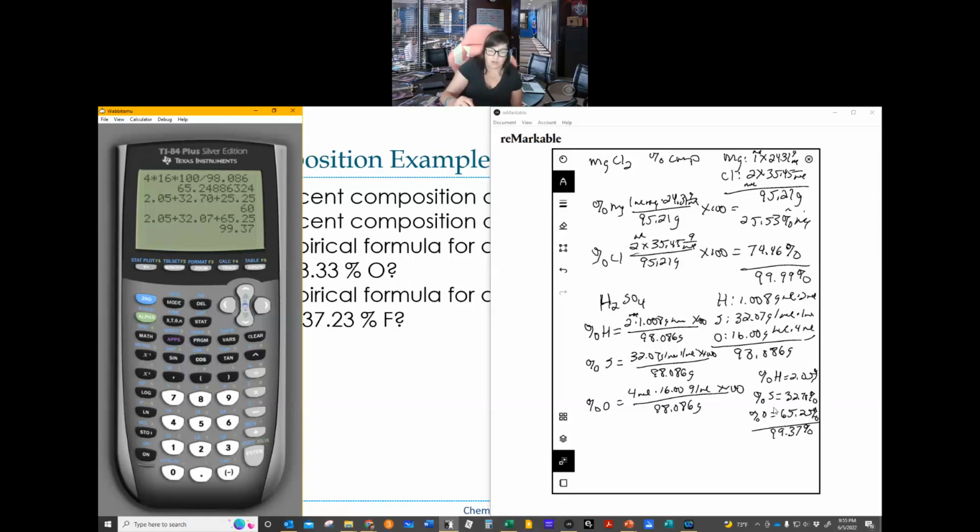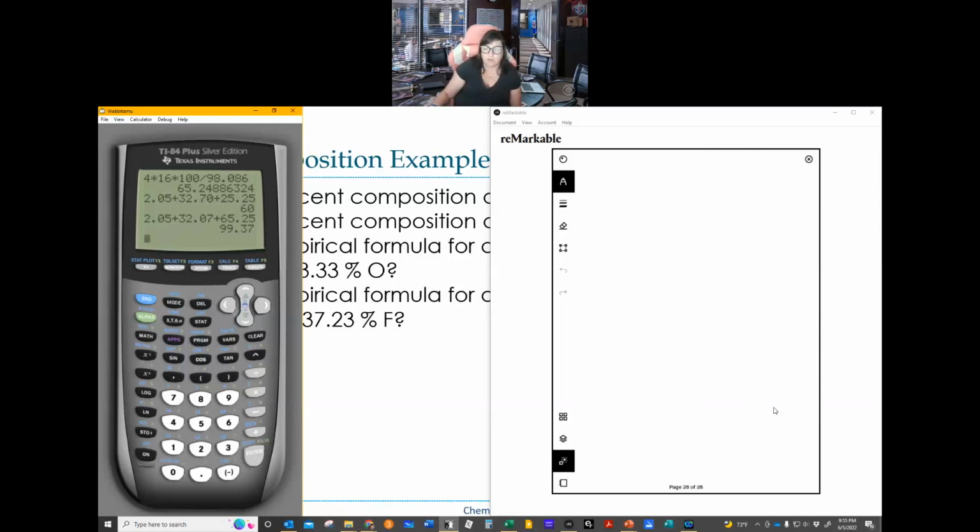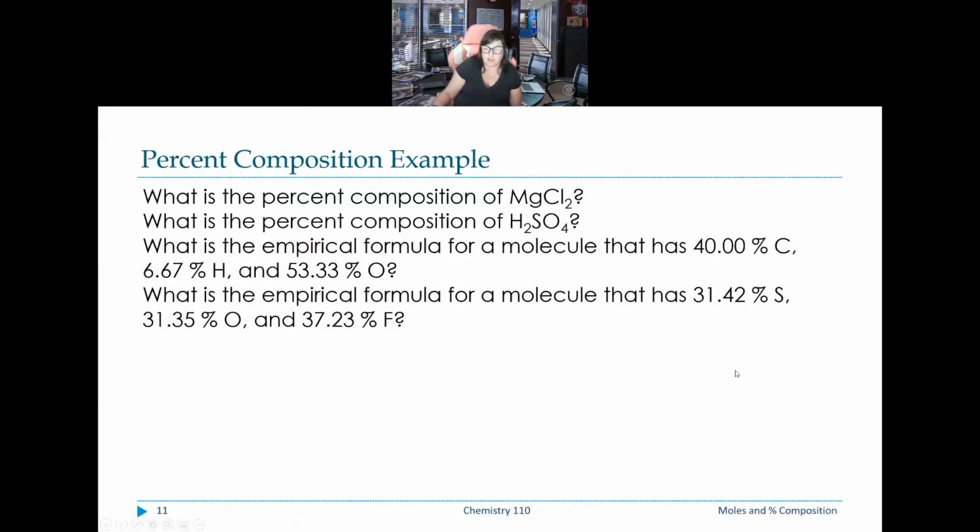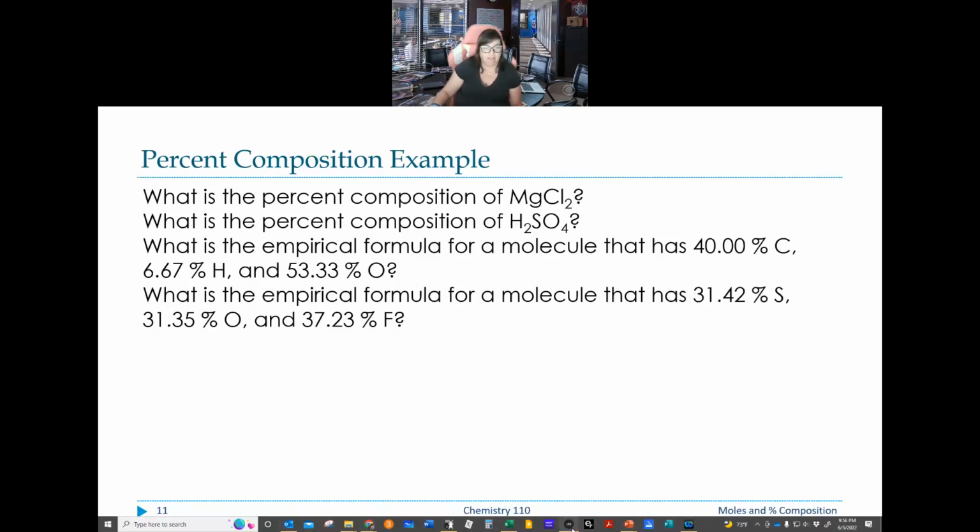Let's see what my next question was. And I'm going to need more paper, so I'm going to get new paper. Let's go back to this. What is the empirical formula for a molecule that is 40.0% carbon, hydrogen is 6.67%, and oxygen is 53.33%? All right, show me the paper.